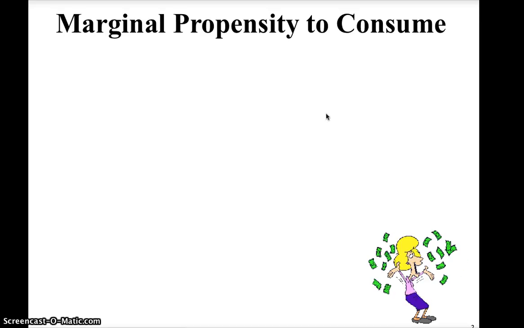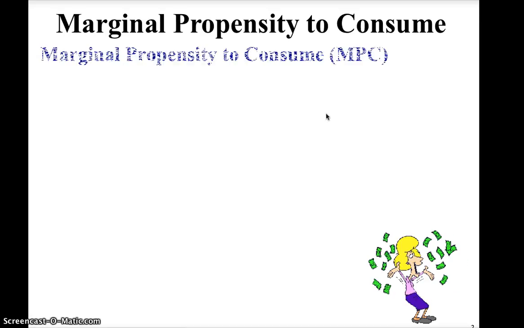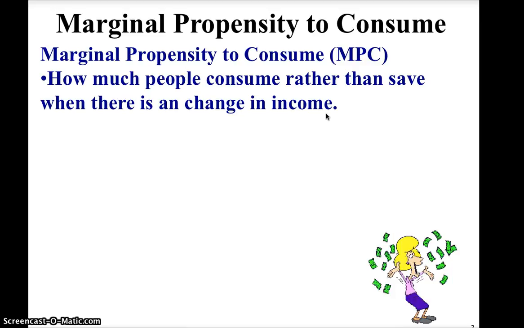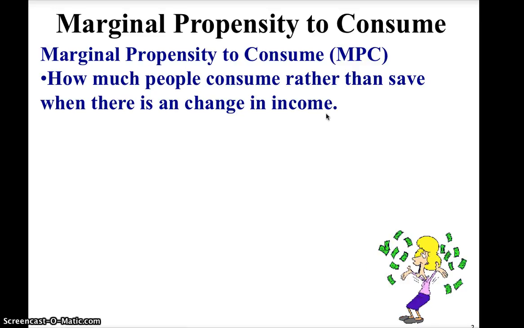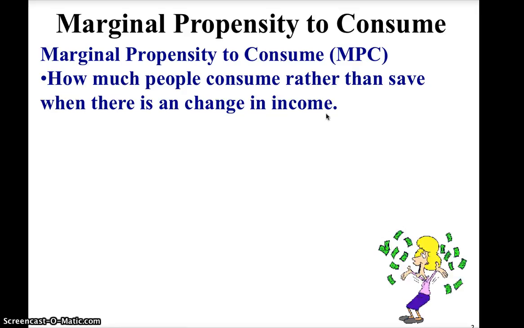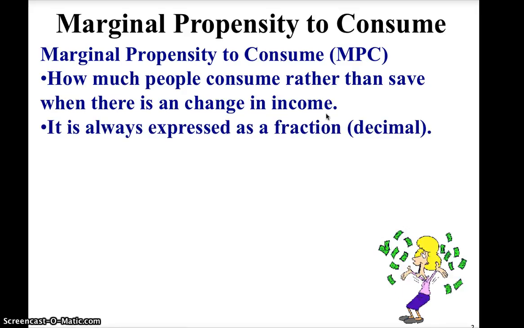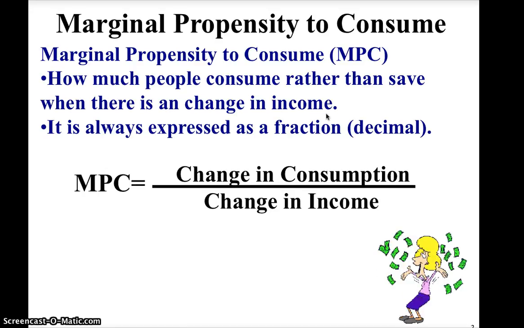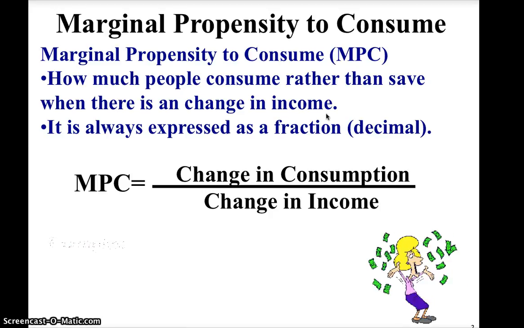So that gets to this concept called the marginal propensity to consume, or the MPC. This is the idea of how much people consume rather than save when there's a change in income. So think about this for yourself. If you get a Christmas bonus or a change to your income or an extra dollar per hour at your hourly wage, how much of that extra dollar are you going to consume versus save? This is always expressed as a fraction, and here's the equation. You should probably write this down. It's the change in consumption over the change in income. And so it's going to be presented as very, very simple fractions.